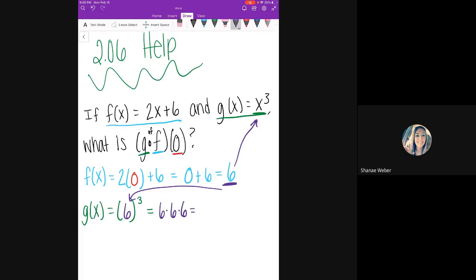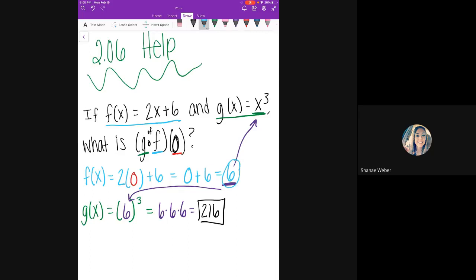6 times 6 is 36, and 36 times 6 is 216. You can use your calculator and check my math. But our answer should be 216. So all I did is I plugged in whatever number is here into my second letter first, or the letter that's closest to that 0. And then I got an x value, which was 6. And then I plugged it into my first letter, which was g. And I plugged it into my g function for x.